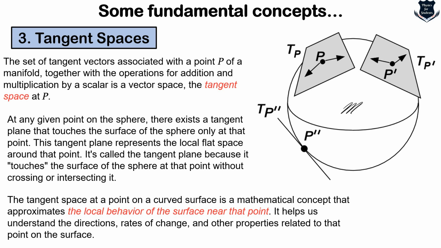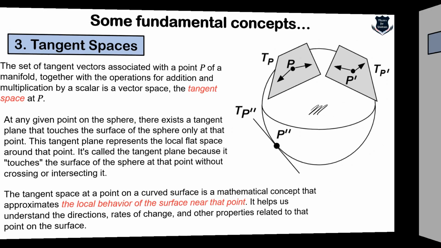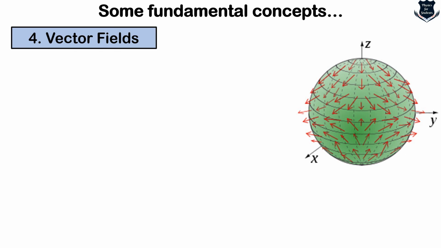The tangent space at a point on a curved surface is a mathematical concept that approximates the local behavior of the surface near that point. So for concept number 3, you need to have a very good understanding of what are called tangent spaces.